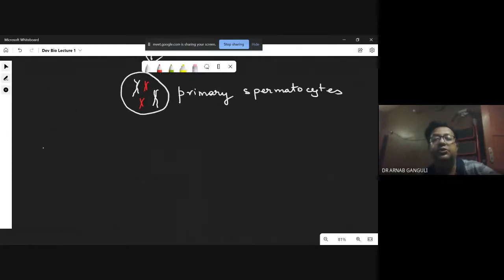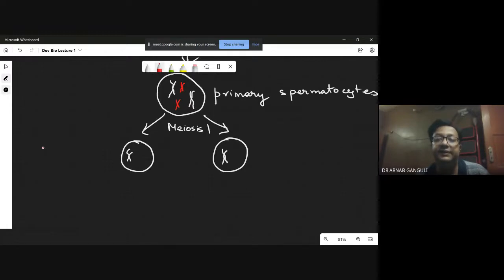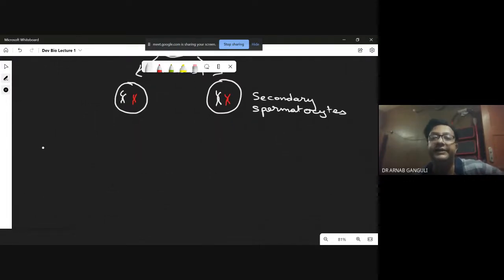Now, through the process of meiosis 1, the primary spermatocytes will form secondary spermatocytes. These are known as secondary spermatocytes. Now, these secondary spermatocytes again will undergo the process of meiosis 2, which is similar to that of mitosis.